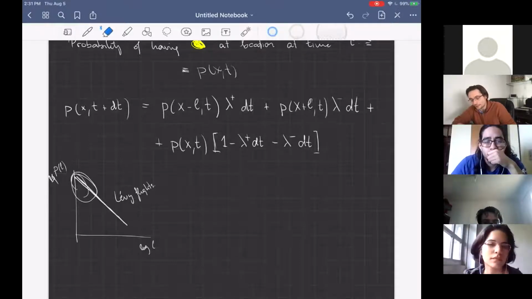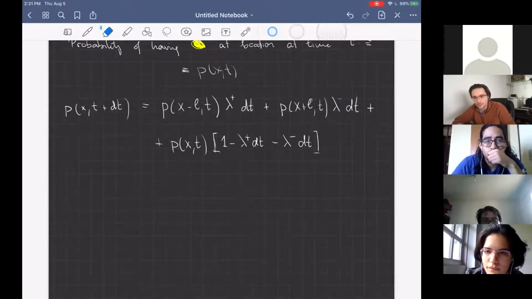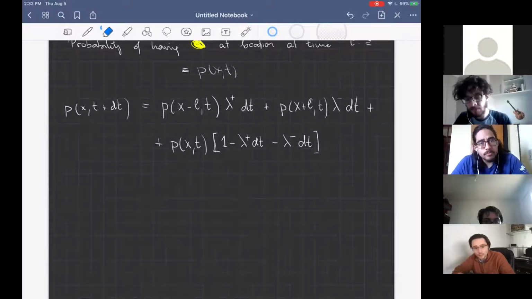There is a group in Natal, in Rio Grande do Norte, that is one of the world leaders in investigating this topic. So if you want to check it out, they've been doing a very good job for many, many years. But going back to our very simple assumption where we have next neighbor jumps, the next thing that we have, yes, sorry, Nicolas.